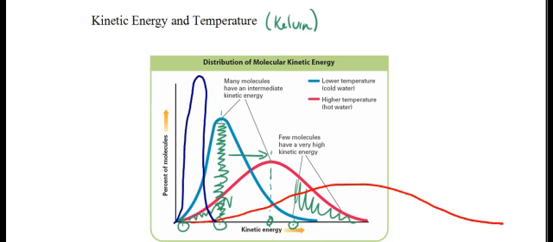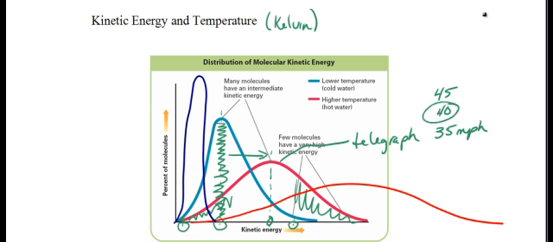Now let's talk about why this is, or at least an analogy that can help us understand this. If we have a moderate temperature, that is analogous to driving on Telegraph Road. Telegraph Road has a speed limit of 35 miles per hour. Now, does everybody drive 35 miles per hour? No. There will be some people driving 45, some driving 40. Most people are driving right around 40. And there will be some people driving 35. Very few people will be going less than the speed limit.